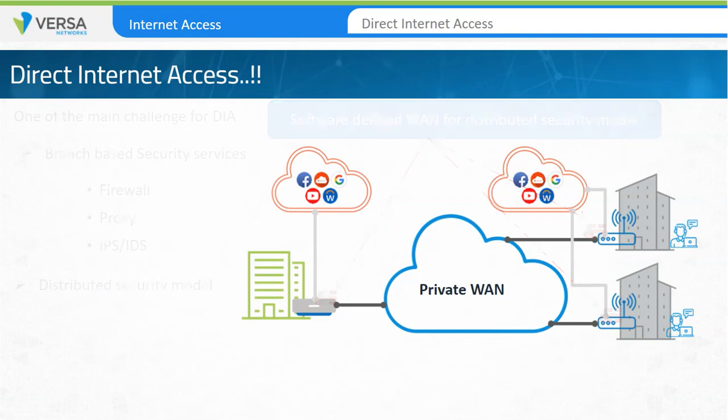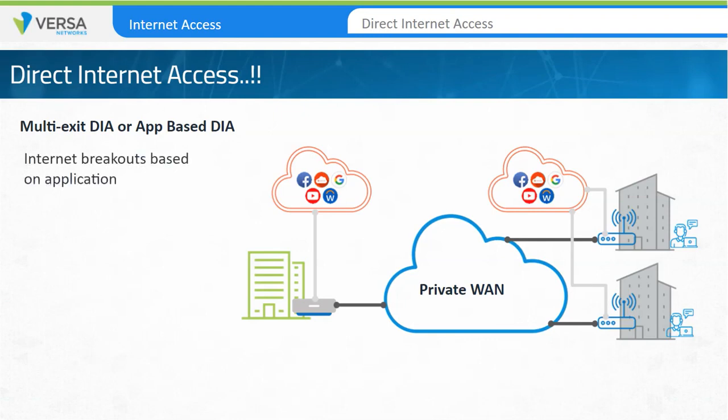Multi-exit, or app-based DIA, refers to the process of separating application traffic at the remote office and forwarding traffic over a specified WAN link based on application parameters. This process allows the forwarding of traffic across specified circuits based on the application type and not just the source and destination addresses.